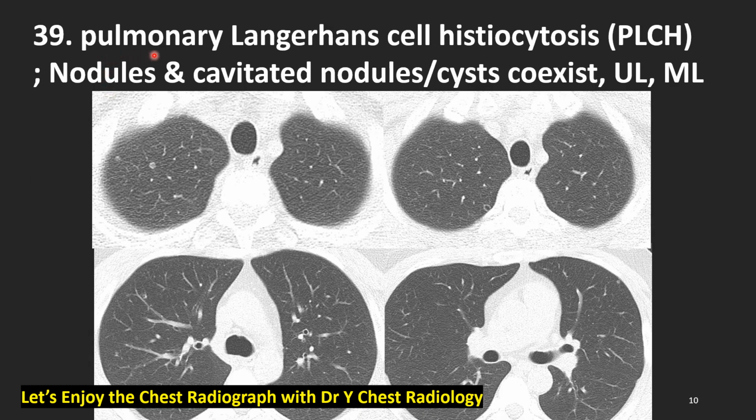Next is pulmonary Langerhans cell histiocytosis, PLCH. Many small nodules and cavitated nodules or cysts coexist. Upper lobe or middle lobe dominance. This is a young man's chest CT, thin section, axial, lung window setting CT from upper to middle lung. Small nodules, small cavity or cysts. They disappeared after 2 months follow-up.